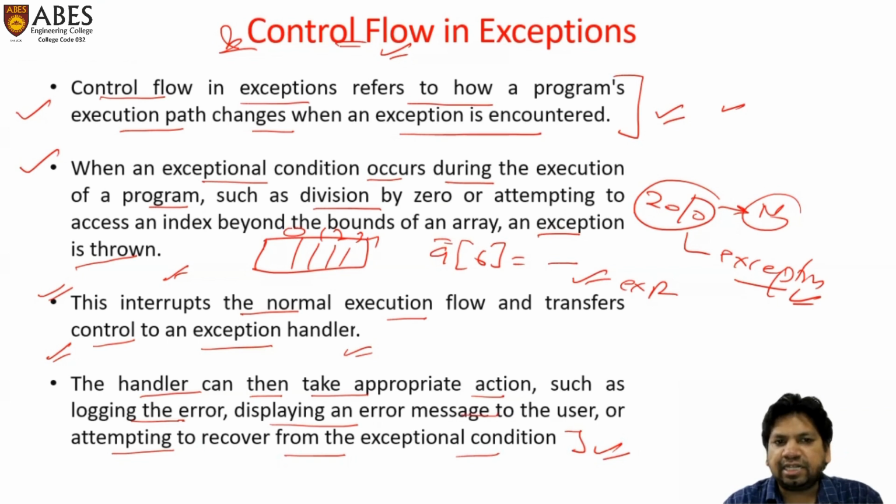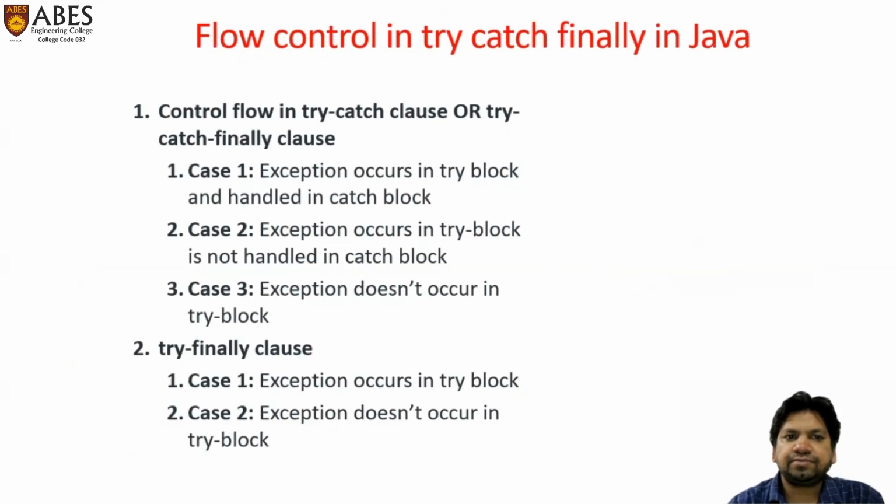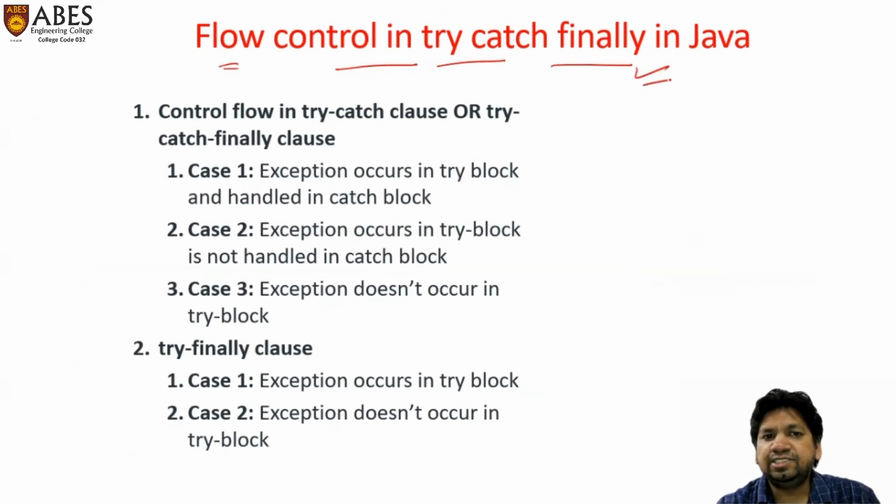First thing, in the second part, the condition that gives an exception, for example division by 0 or attempting to access an index of an array which is out of boundary. Third thing, the handler can take the appropriate action to recover from this exceptional condition. You can see in this part the flow control in try, catch, finally in Java. In topic number 1, the control flow in the try and catch clause, or the try, catch, finally clause.